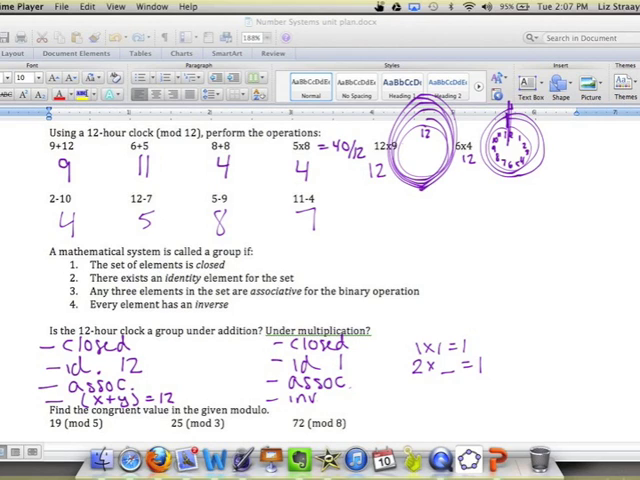So there is not an inverse for every number. So here we have a fail. So that means that the 12-hour clock is not a group under multiplication.